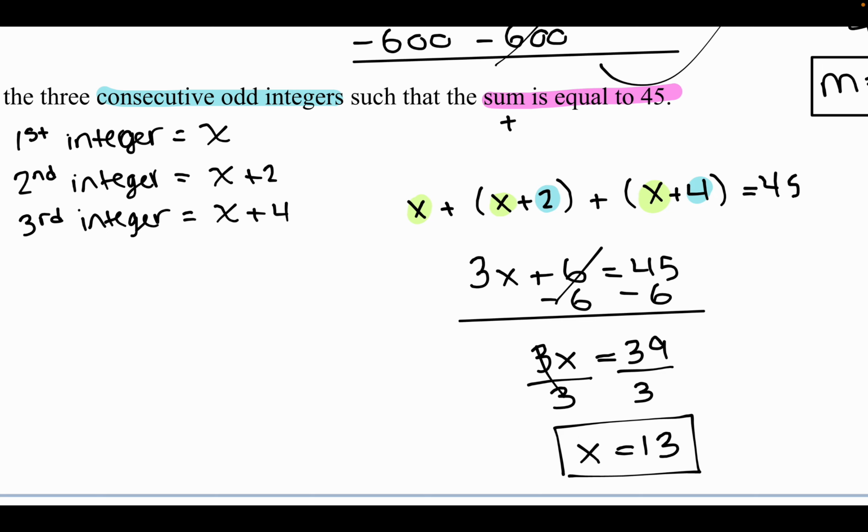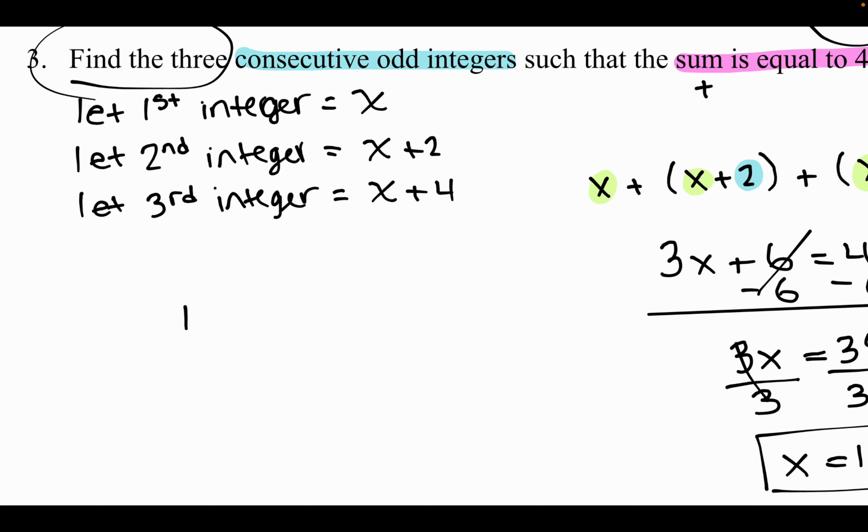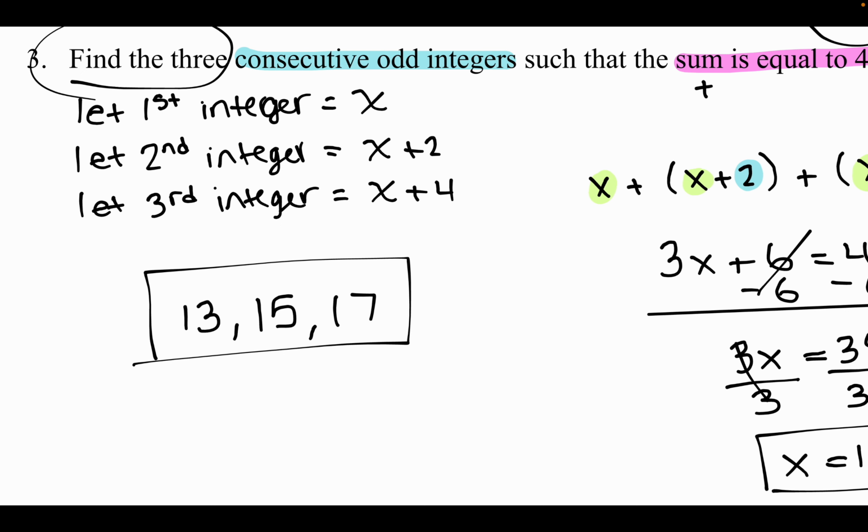Okay, so just take note, they want you to find all 3 consecutive integers. So if x is equal to 13, then x plus 2, which is the second odd integer, is 15. And x plus 4, which is the third odd integer, is 17. So this would be your final answer.